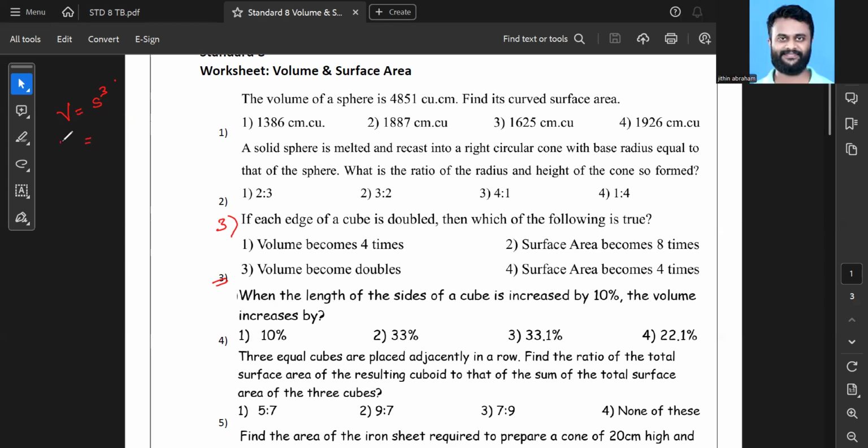So the new volume will be equal to, for new volume, I'm writing V dash. It will be 2 times side of the whole cube. Obviously, the edge is doubled, so 2 will also be cubed, side will also be cubed. 2 cube is 8. 8 into side cube. So old volume was only side cube. The new volume is 8 times side cube, which means 8 times old volume, which is not there in the option.